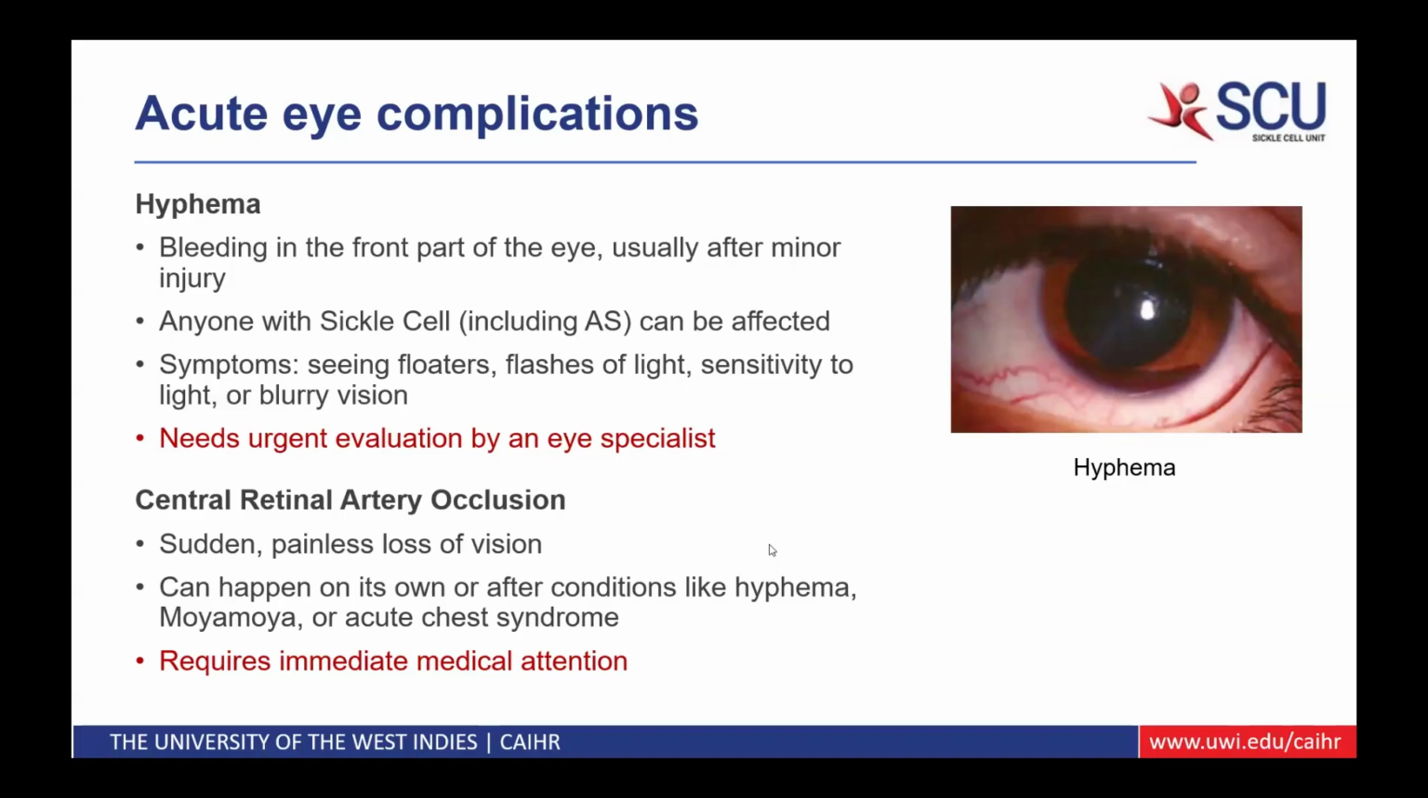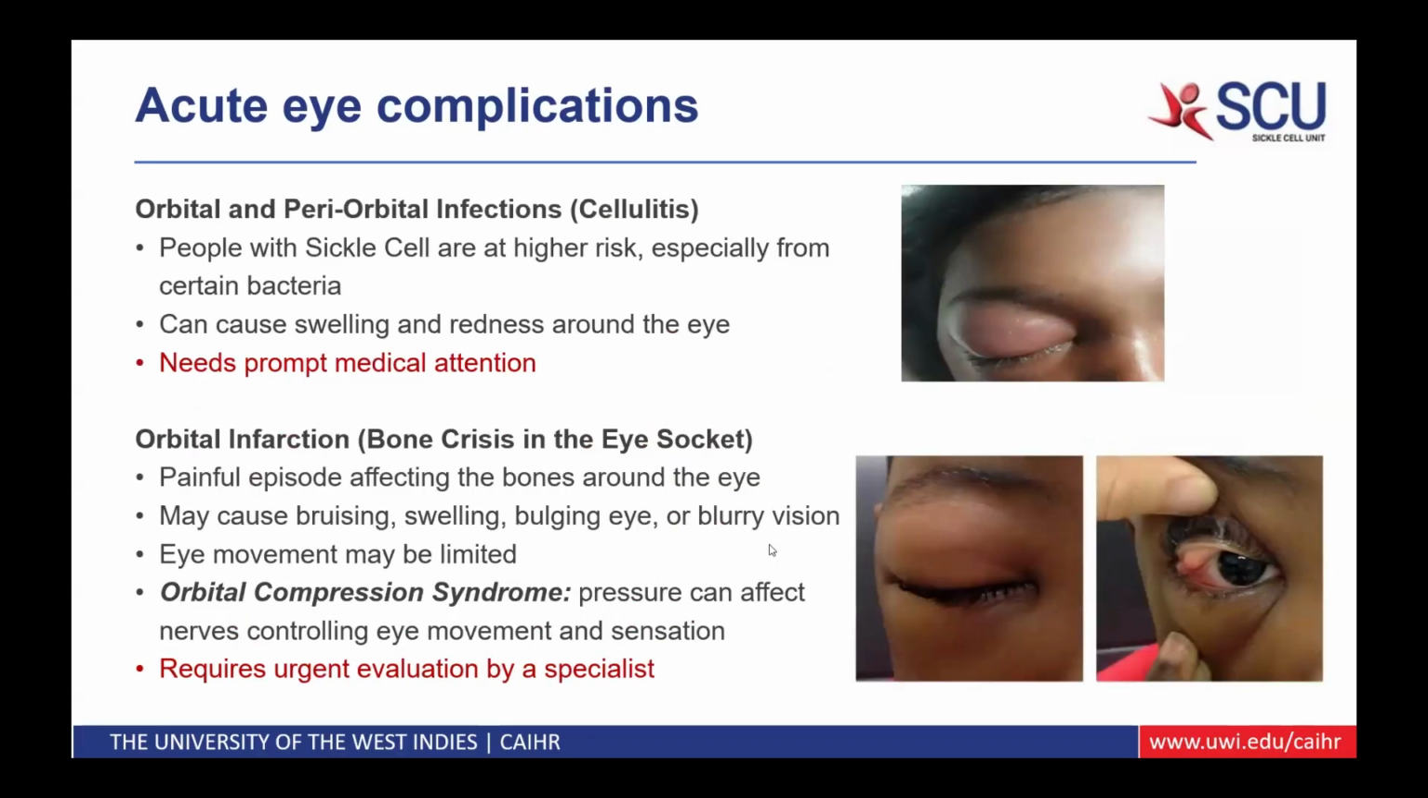And additionally, just like we mentioned, you can have blockage of the blood vessels. You can have central retinal artery occlusion, and that can lead to sudden painless loss of vision. So both of these, you would need to get very urgent care in order to prevent that from progressing and becoming permanent loss of vision.